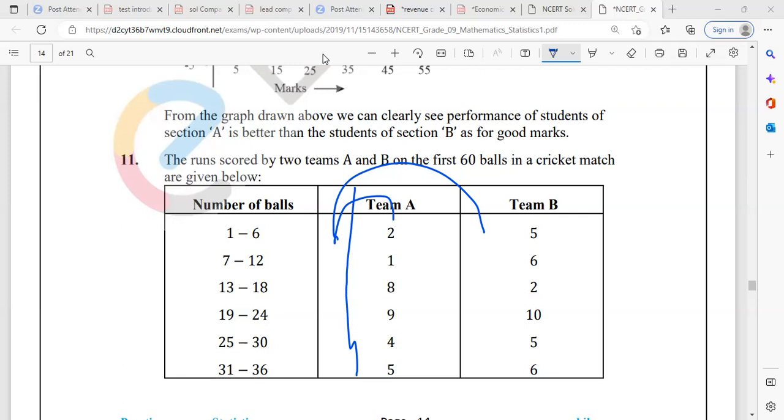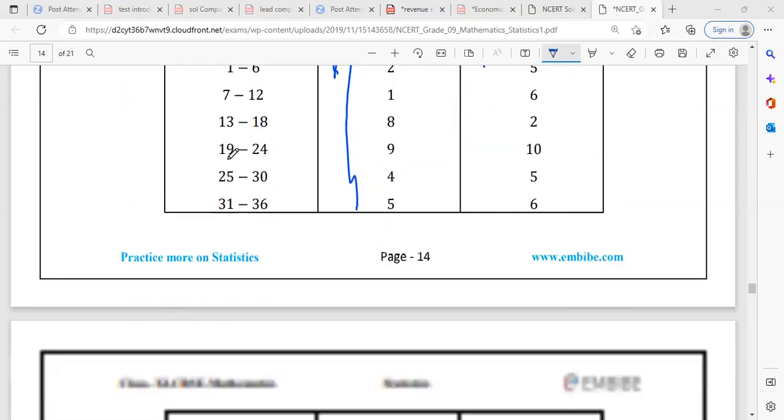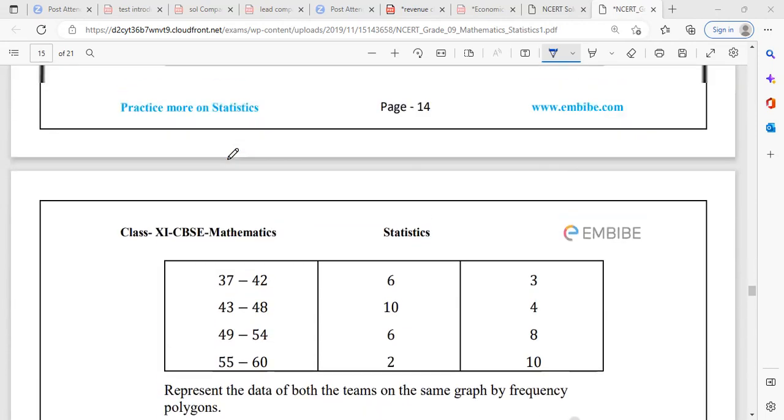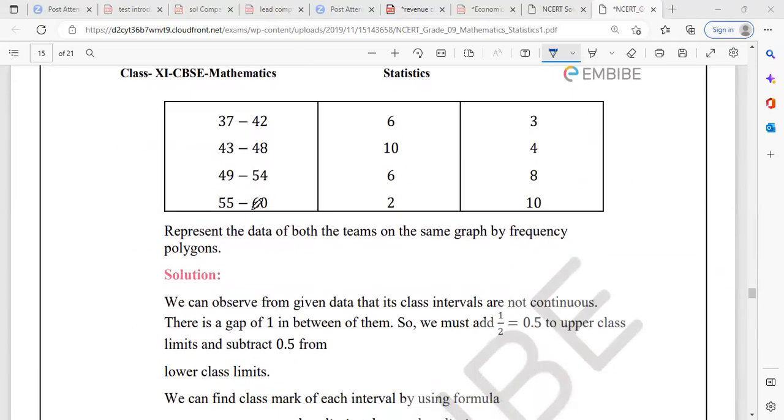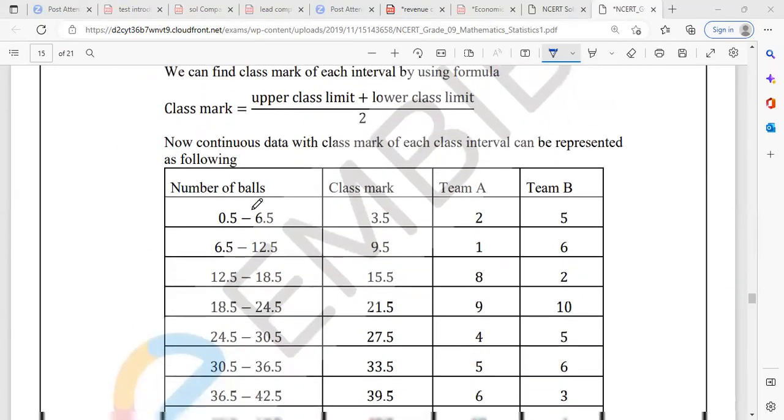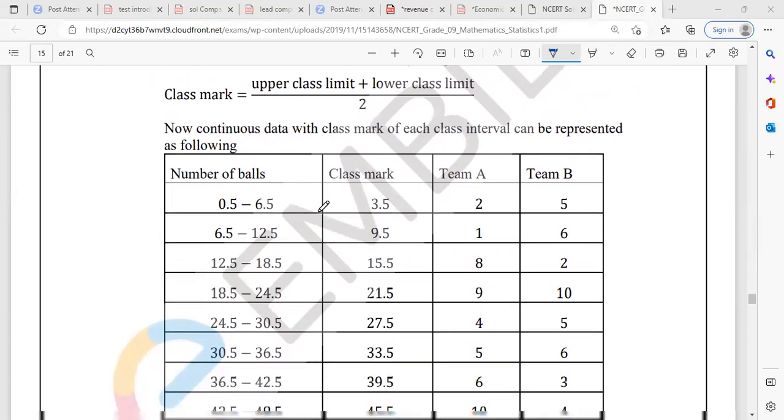Ma'am, I'm done with this question. Okay, Manal. I think you didn't draw this? No, ma'am, I did that as well. Okay, you have a book, right? Yes, ma'am. Okay, so this is the question.